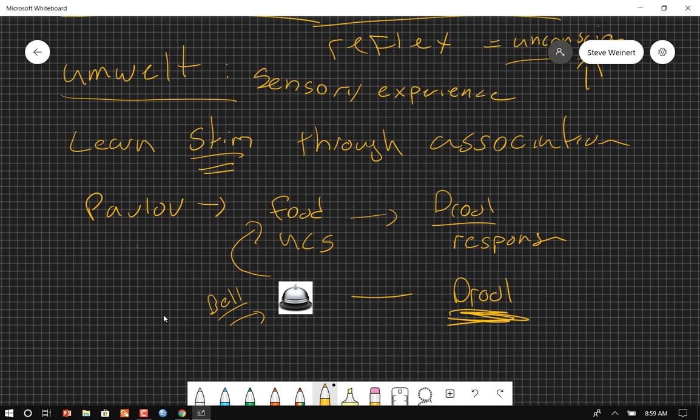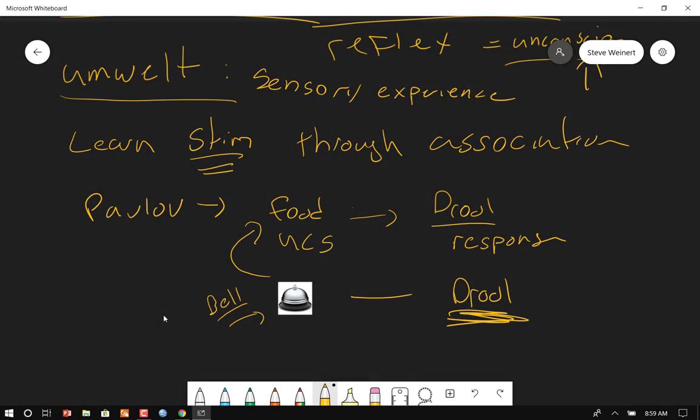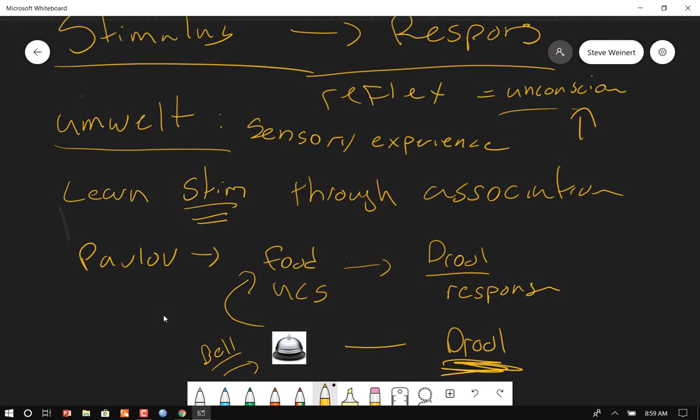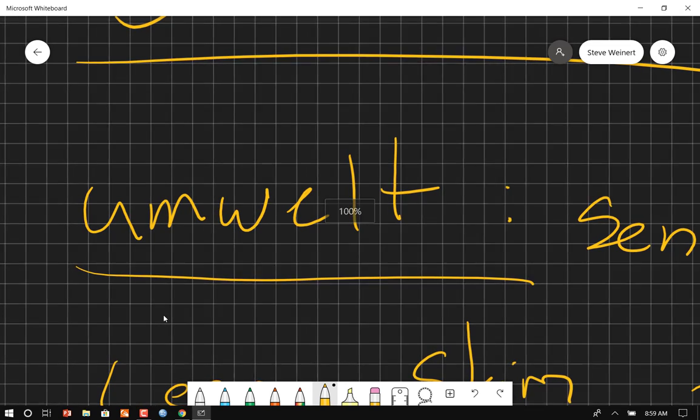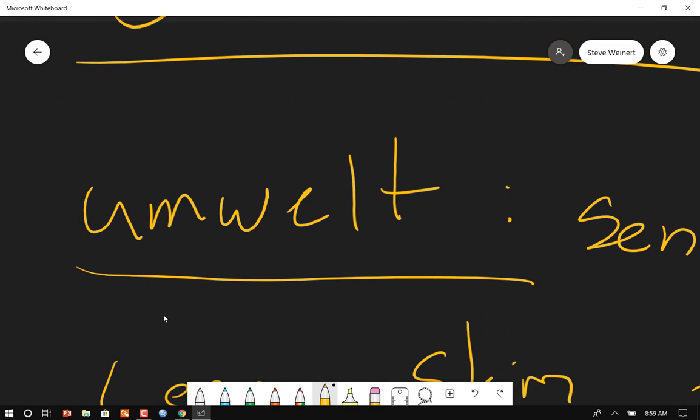Has this classical conditioning, has this Pavlov added new things to the Umwelt that our dogs are facing? Every time you learn something new, it brings a new thing into your Umwelt.